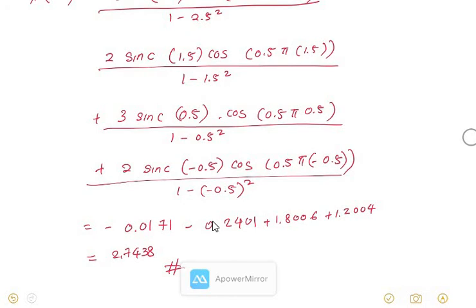Okay, so that's all for the signal recovery. You have 4 types of signal recovery. Hope you can understand each of them.